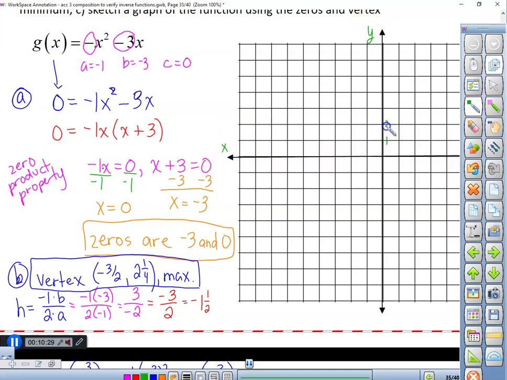So this is 1, 2, 3, negative 1, there's my negative 3. So my zeros are at negative 3 and 0, which is my origin. And then remember this negative 3 halves is negative 1 1/2, so it would be halfway between negative 1 and negative 2 right here, and then up 2 1/4. 1, 2, and a little bit more for 1/4 of the way up. That's our vertex. And then I'm going to draw in my parabola, like so.